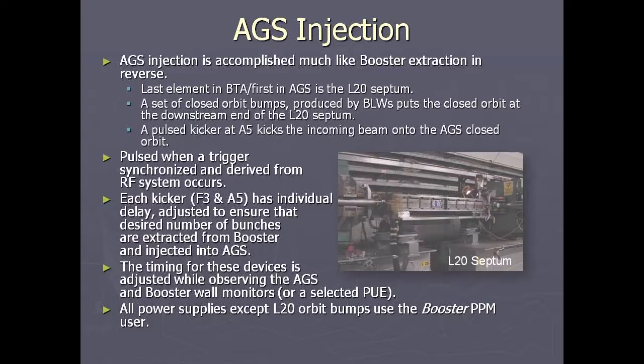Like I said, these are AGS main magnets. You actually pass through the outside of the coils of L20 on your way into the AGS. So like I said, this picture looks exactly like booster extraction, but in reverse. It's accomplished with the same kinds of elements. There's a closed orbit bump to get you as close as possible to the edge of the septum, a septum to bring you into the acceptance of the AGS, and then a kicker that puts you from whatever orbit you had coming in onto the closed orbit in the AGS.